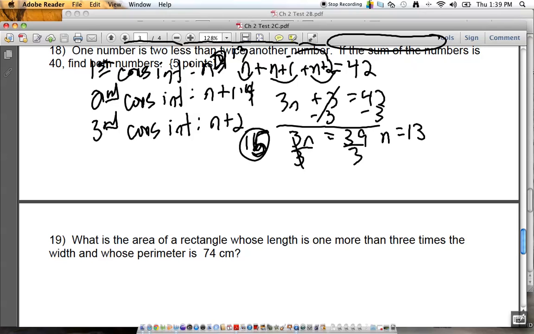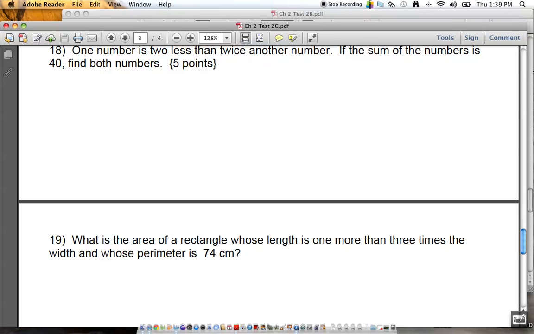This is last night's number 18. Ready? One number is 2 less than twice another number. If the sum of the numbers is 40, find both numbers. I read it here, I read it here, and I read it in the sense that one number and another number. Every one of those lines tell me there's how many numbers?